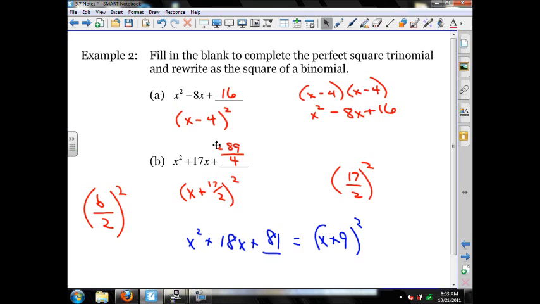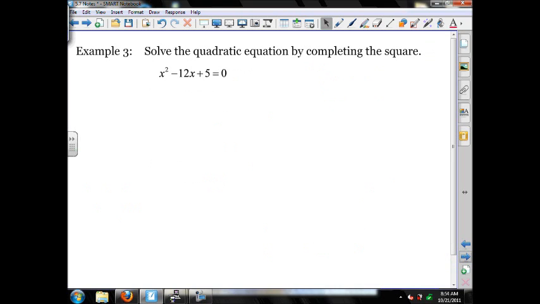Any questions there? All right, so that's how we complete the square. Let's take a look at what we're going to do with that and how we can use that to solve a quadratic equation.